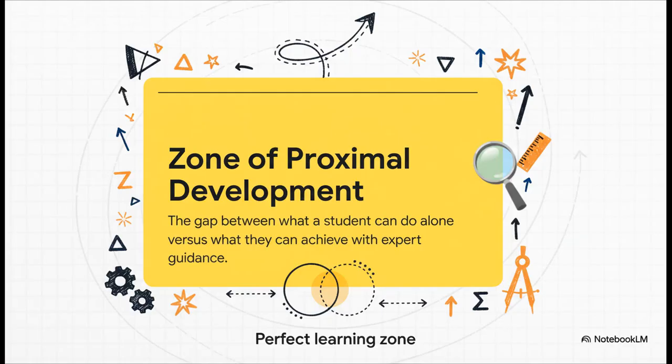The theory behind this is something called the zone of proximal development, or ZPD for short. Just think of it as the absolute sweet spot for learning. It's that space where a task is just a little too tough for you to do on your own, but you can do it if you have the right guidance from a teacher or even a friend. It's where real growth happens.